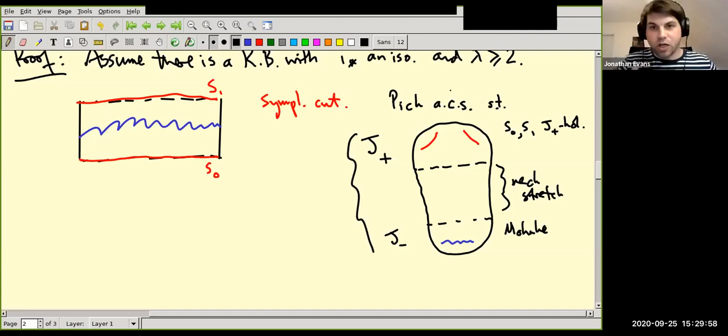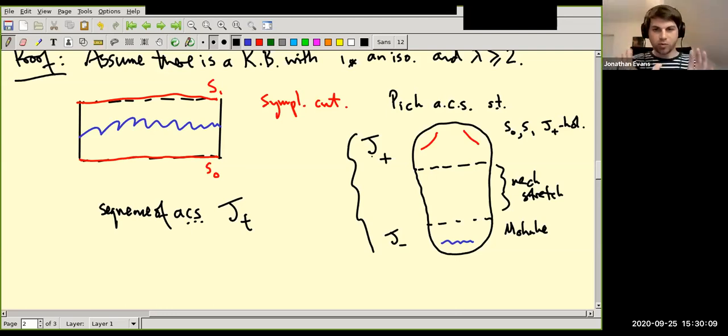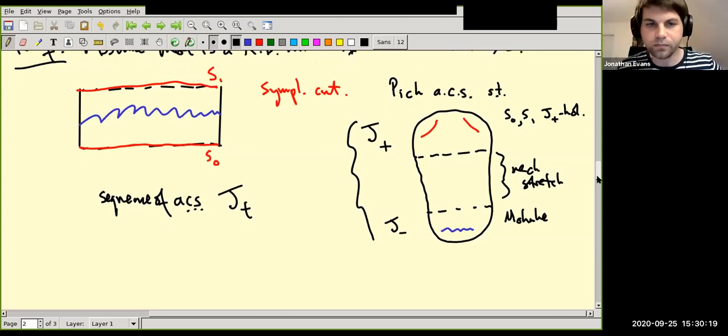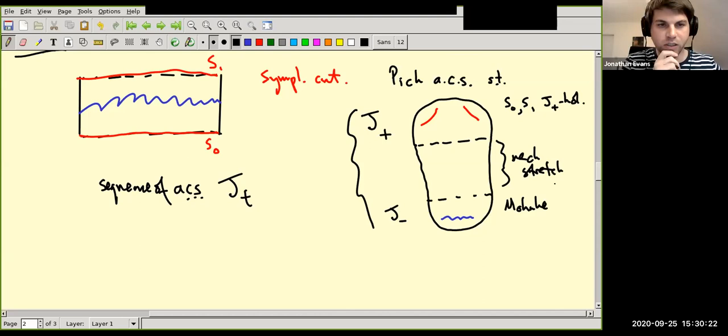And then I'm going to stretch the neck. So I get a sequence of almost complex structures, J_T, which agree with J plus at the top, they agree with J minus at the bottom, and in between, they agree with this translationally invariant almost complex structure over a longer and longer region. So that's what it means to do neck stretching.